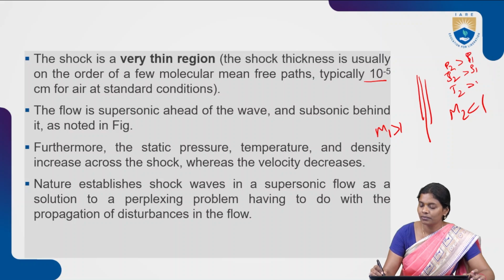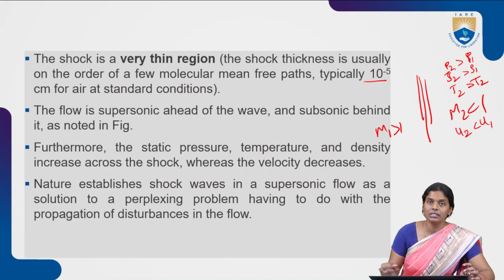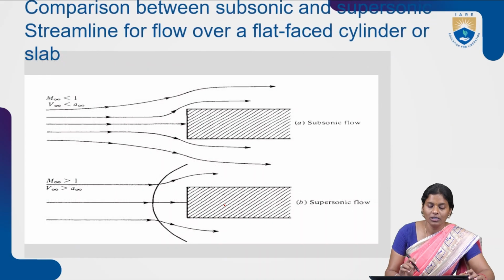Behind the shock wave, the pressure, density and temperature are greater than P1, ρ1 and T1 ahead of it, whereas the velocity is less than ahead of the shock wave. So nature establishes that shock waves in a supersonic flow are a solution to the perplexing problem having to do with the propagation of disturbances in the flow. We are saying that shock waves form in supersonic flow as a solution to this problem, which means the formation of a disturbance in the flow.